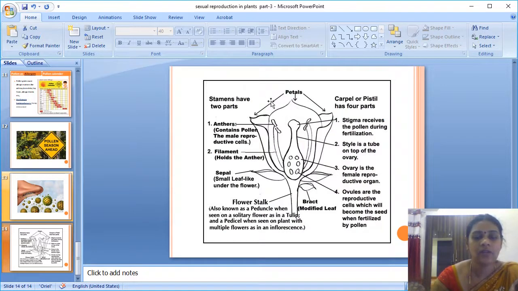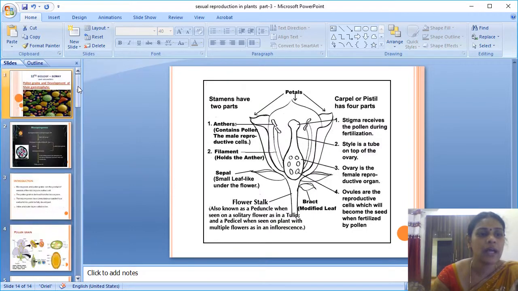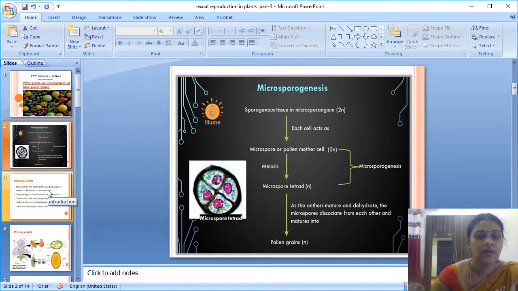This is just a repetition of this slide. Stamens have two parts, the anther and the filament. The anther contains pollen, the male reproductive cell. How does it come? From the microspore mother cell. The microspore mother cell comes from the sporogenous tissue, as I explained in the first slide itself.